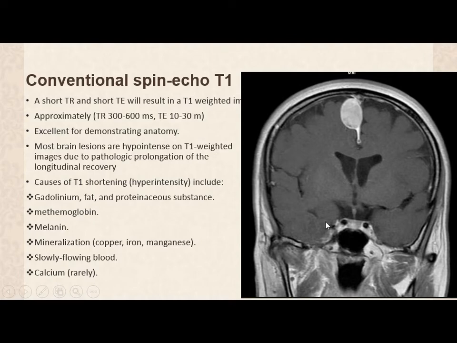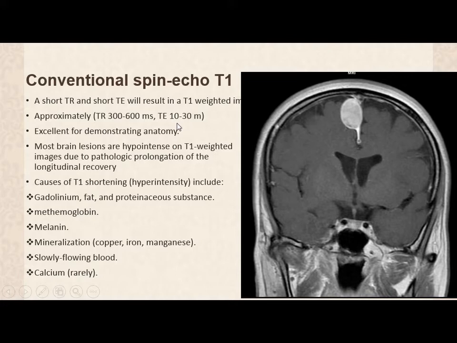The main sequences that we take by MRI for the brain are the conventional spin echo T1, conventional spin echo T2, and the FLAIR and diffusion and ADC and things like that. We'll talk a little bit about them. For T1, we have a short TR, which is time of repetition, and TE, which is time to echo. Both of them are short. The TR is around 300 to 600 milliseconds, while TE is about 10 to 30 milliseconds. Why do we use T1? For anatomy. It's excellent for demonstrating anatomy, not very good in pathology.